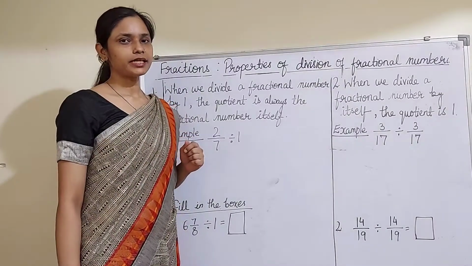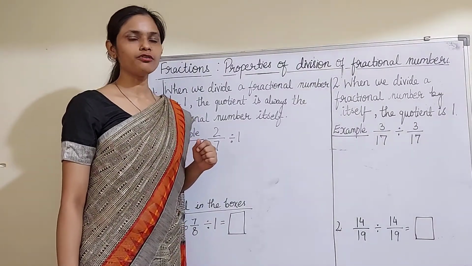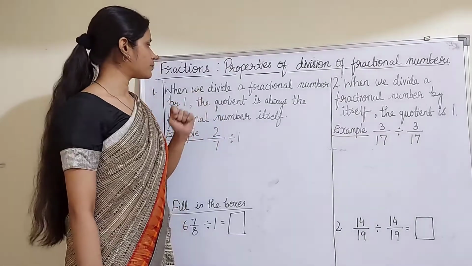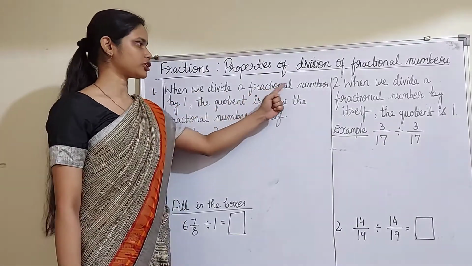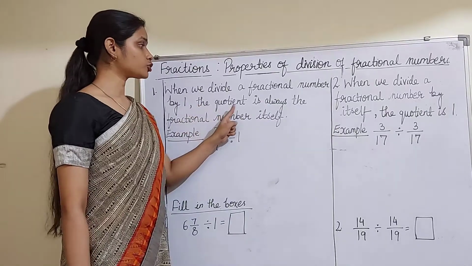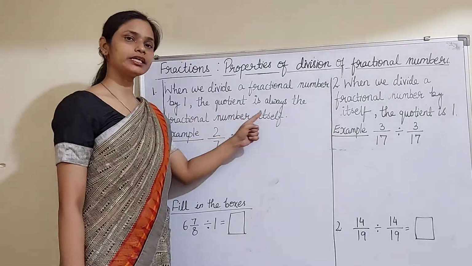Students, let us understand the properties of division of fraction numbers. The first property says when we divide a fractional number by 1, the quotient is always the fraction number itself.